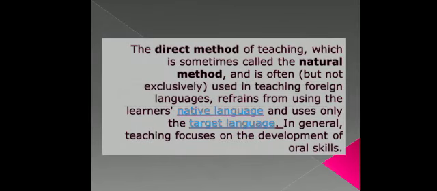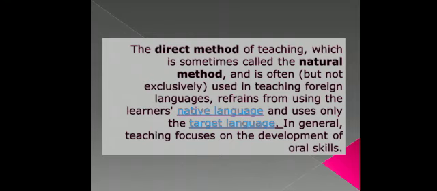The direct method of teaching, which is sometimes called the natural method and is often used in teaching foreign languages, refrains from using the learners' native language and uses only the target language. In general, teaching focuses on the development of oral skill. This is the definition of the direct method. In simple words, the direct method, also called the natural method, means we cannot disturb the language which we want to read or teach.